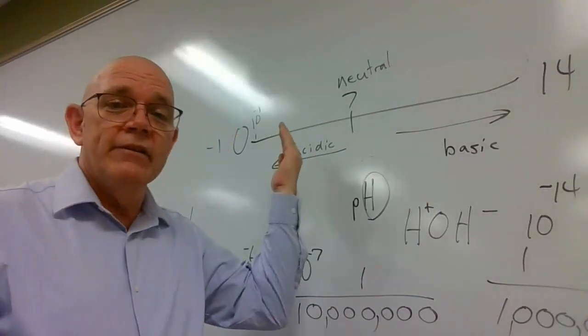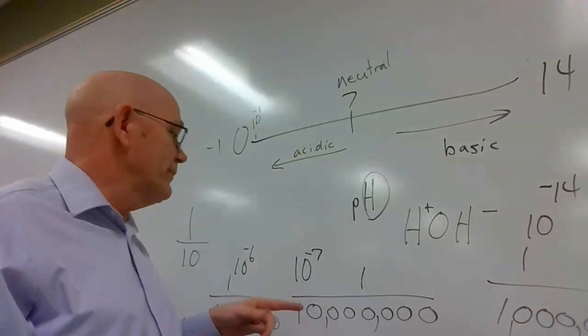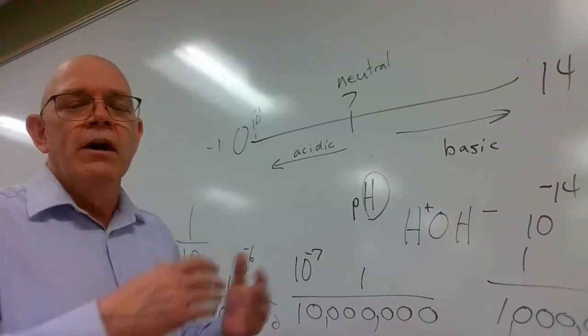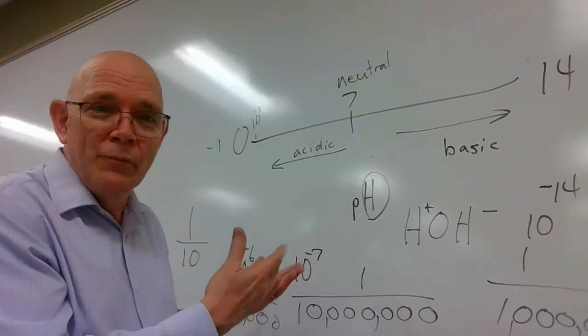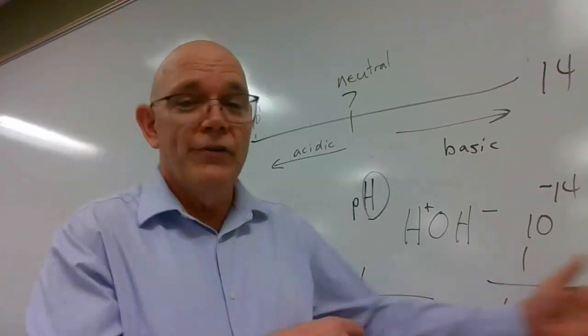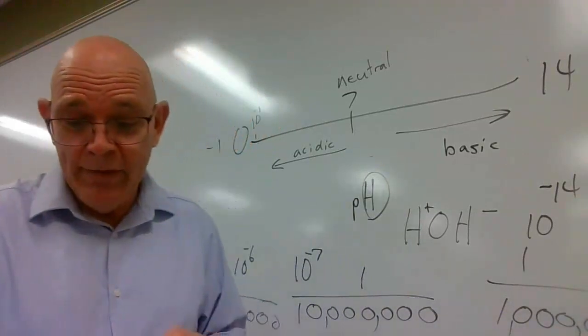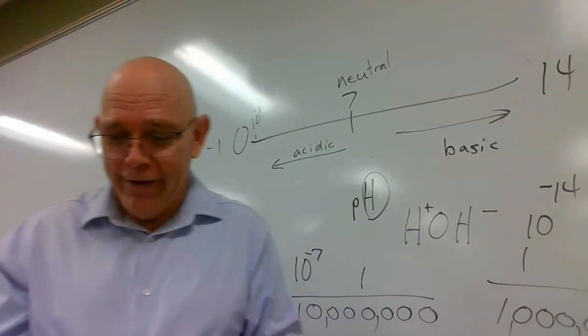So anything less than 7 is acidic, even though the numbers are getting smaller, because it's a negative exponent. It's 1 over 1 with that many zeros. And so the smaller the number of zeros, the more concentrated it is. As you go this way, you get more and more zeros, so it gets less concentrated with hydrogens. Hope that's clear as mud. Watch the other video if I lost you on that, okay?